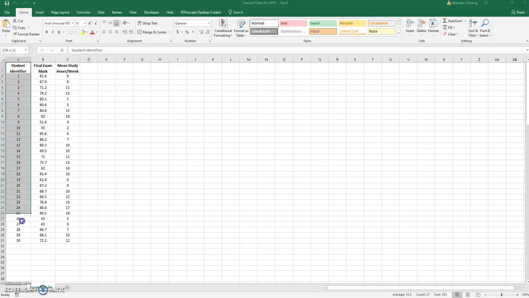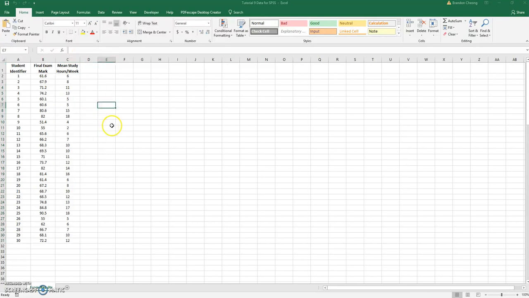The first column is our student identifier. In terms of using SPSS, we're not really that interested in that column, but we'll just leave it in there for the sake of it. What we are interested in are the second and third columns. The second column is our final exam mark, and the third column is our mean study hours per week.